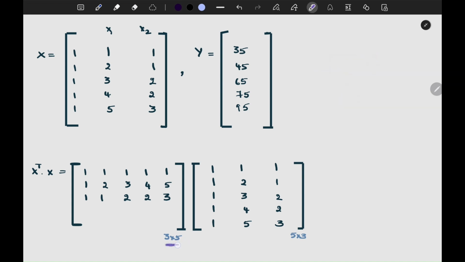Here in my case I'm having 3 cross 5 and 5 cross 3. So these two values are matching, like 5 and 5. So I'll get a 3 cross 3 matrix. So this is nothing but the multiplication.